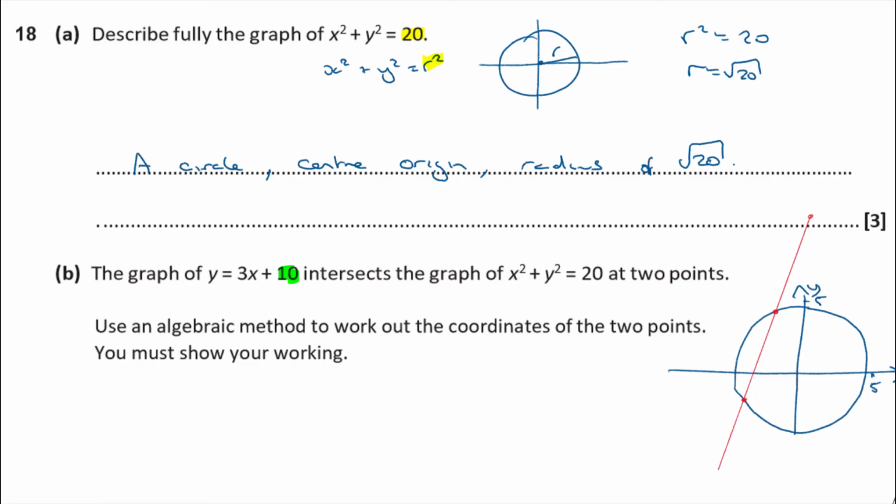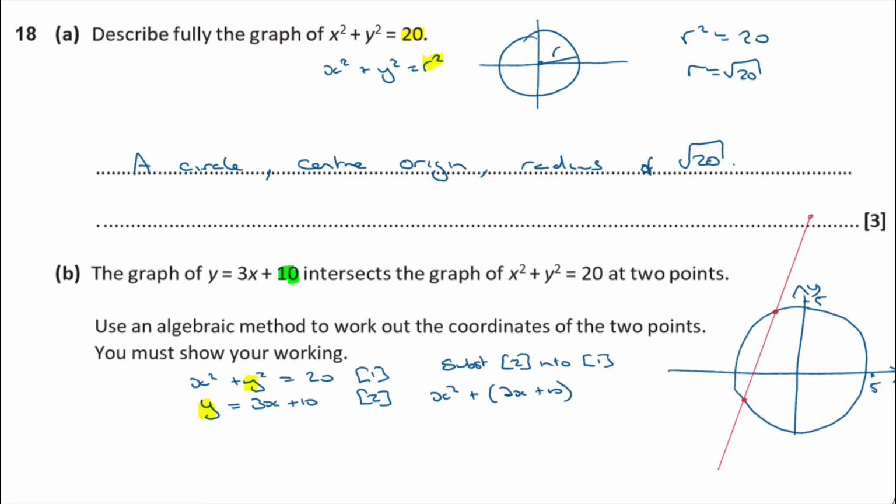So I've got the equation x squared plus y squared equals 20, and I've got the equation y equals 3x plus 10. So I'm going to call this one equation 1, I'm going to call this one equation 2, and I'm going to substitute equation 2 into equation 1. So where I see the y in equation 1, I'm going to write the expression from equation 2. So x squared plus y squared, or (3x plus 10) squared, is equal to 20.